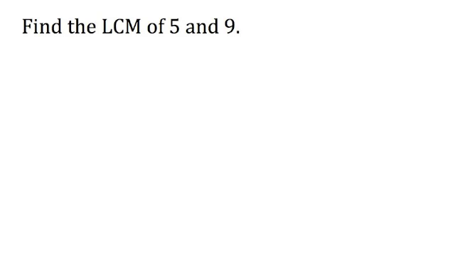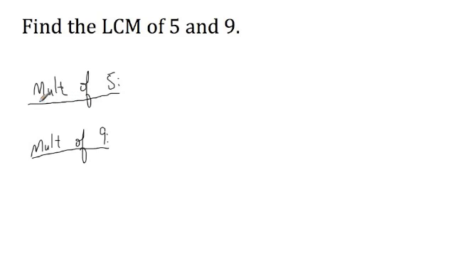Now let's consider how to find the least common multiple of 5 and 9. The same strategy can be used. We'll list the multiples of 5 and the multiples of 9. Again, what we'll do is list the first 5 multiples of each of these and see if we have a multiple that's in common.